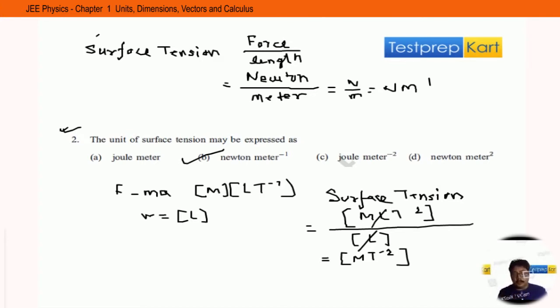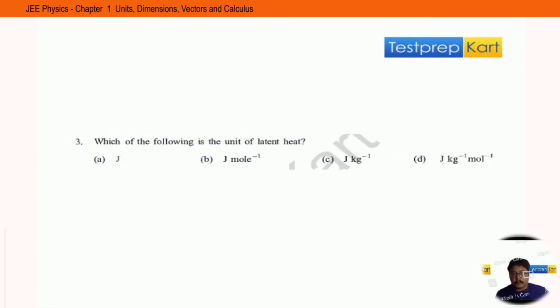In our next question, we can see this kind of question will come repetitively. So we are moving to the next question. Which of the following is the unit of latent heat? Okay, so first, if this kind of question comes in your examination, then what will happen?